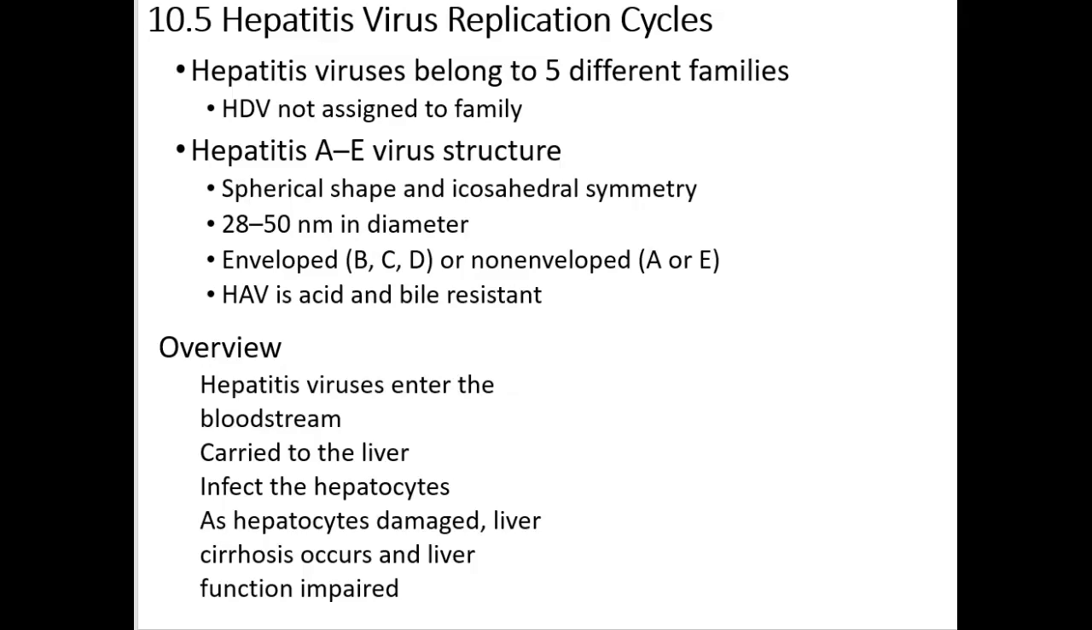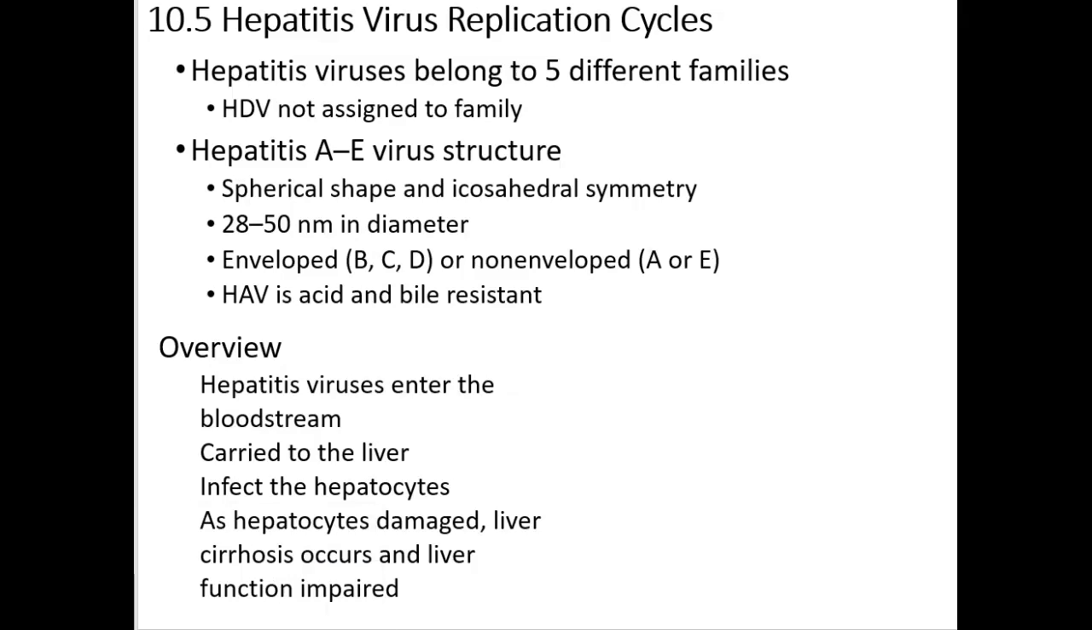Alright, so we're going to look at the molecular biology and the replication cycles of the different hepatitis viruses now. Different viruses are going to have different replication cycles because, remember, genetically they're not related to each other. With all the hepatitis viruses, they've got to enter the bloodstream somehow. They've got to get to the liver, infect hepatocytes, liver cells. And then with chronic infection or severe infection, you damage a lot of hepatocytes, you cause some inflammation, you get some liver damage, cirrhosis, scarring of the liver, and you impair function of the liver.